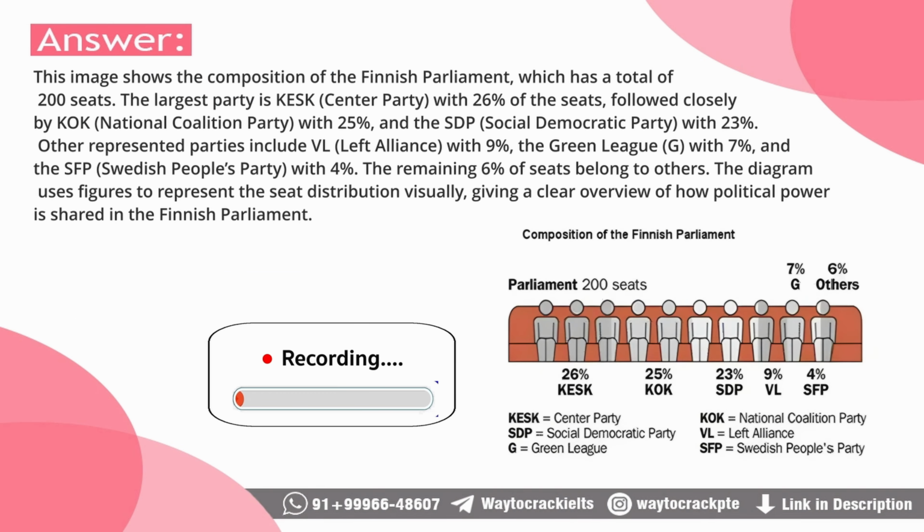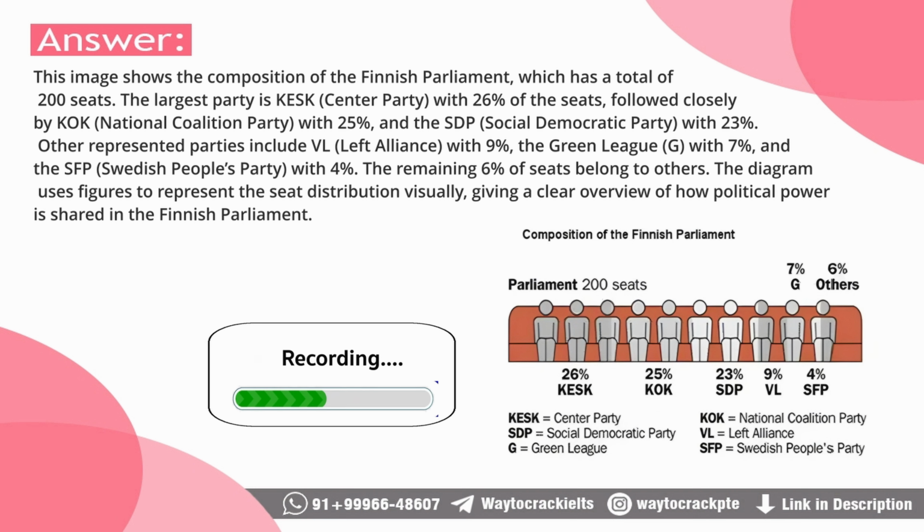This image shows the composition of the Finnish parliament, which has a total of 200 seats. The largest party is KSK, Centre Party, with 26% of the seats, followed closely by KK, National Coalition Party, with 25%, and the SDP, Social Democratic Party, with 23%.